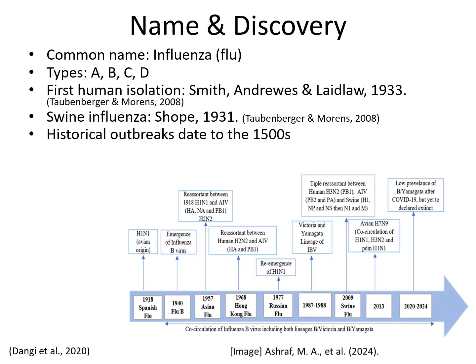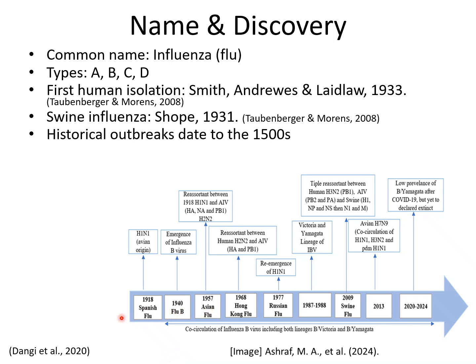Let's start with some history. While we commonly call it the flu, the virus has 4 types: A, B, C, and D. The first human isolation of influenza occurred in 1933 by Smith, Andrews, and Laidlaw, relatively recent in the grand scheme of microbiology.